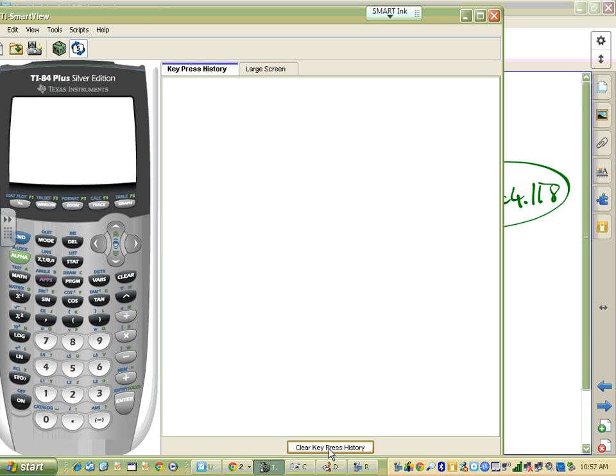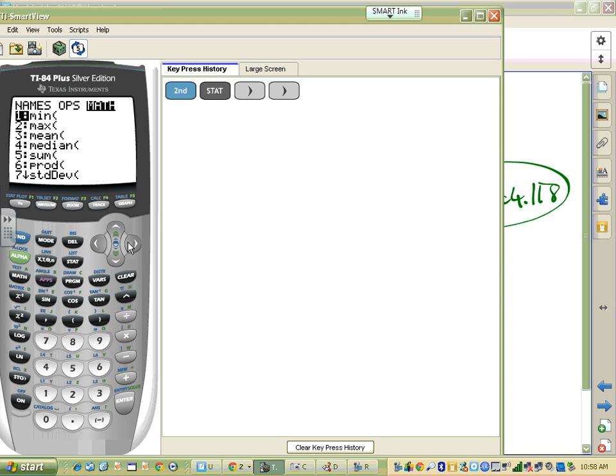List mathematics. How do I get into list mathematics? Any ideas? Anybody see the buttons I should press? How about second stat? How do I get to mathematics? I arrow over, and I arrow over again. And I want to add stuff up, right? So I want the sum.